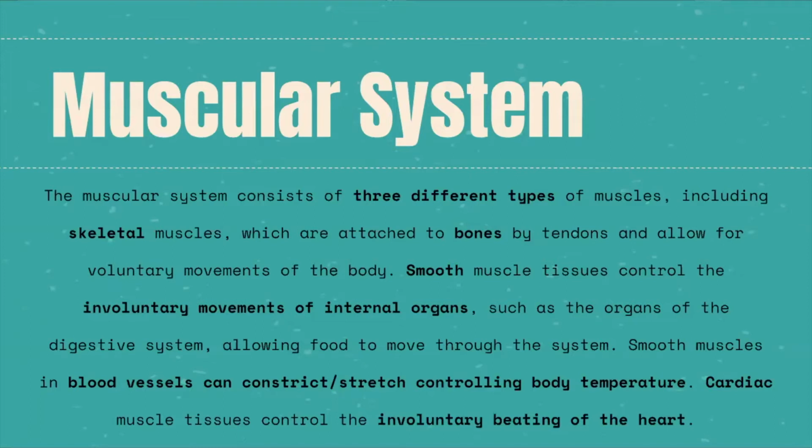But for the other 2 types, smooth muscles and cardiac muscles, we have involuntary movements. Smooth muscles are the tissues that control the involuntary movements of internal organs, such as the organs of the digestive system, which allows food to move through the system. We also have smooth muscle tissues in our blood vessels, which allow the blood vessels to constrict and stretch, and that controls our body temperature. It regulates how much blood is going to flow through our veins, how much heat that blood is going to hold. And next and lastly, we have cardiac muscle tissue.